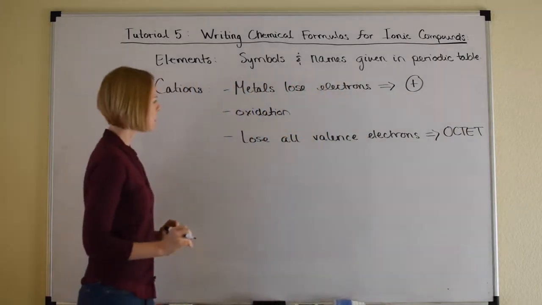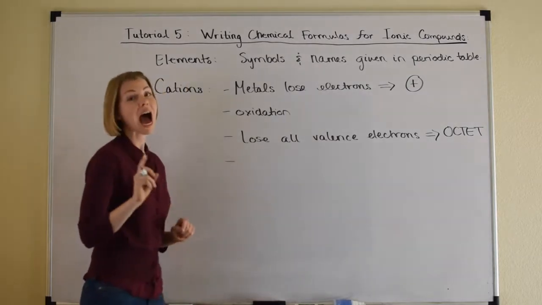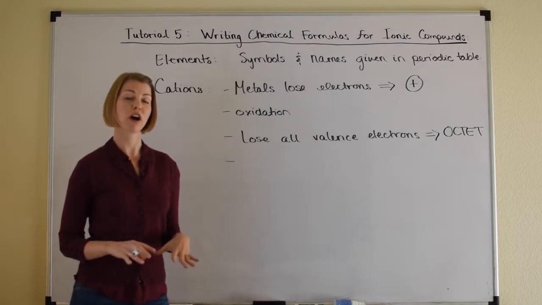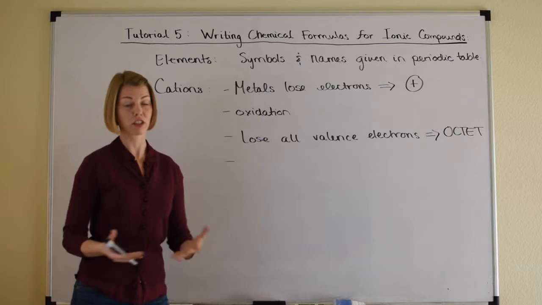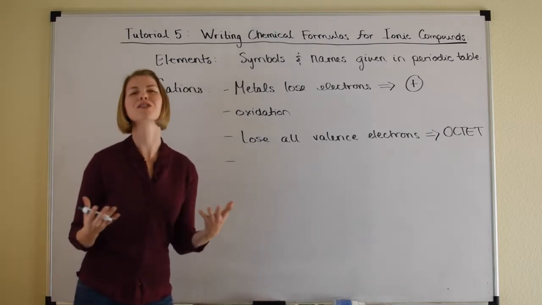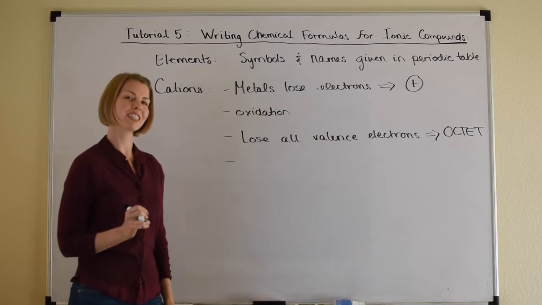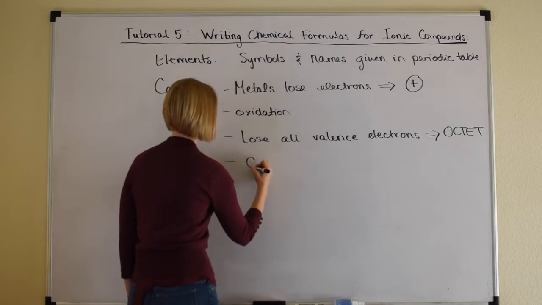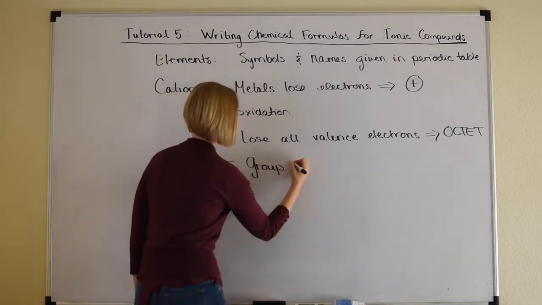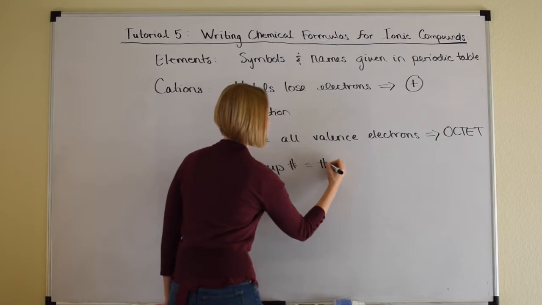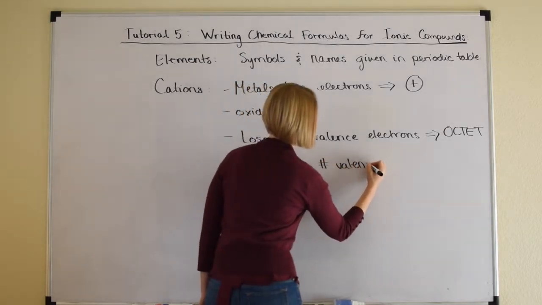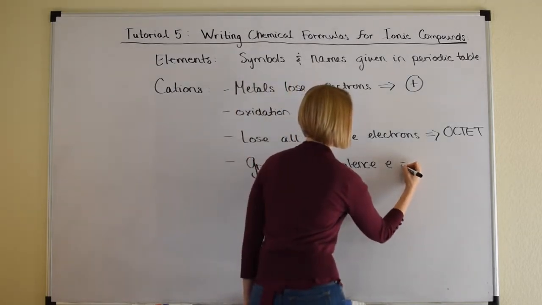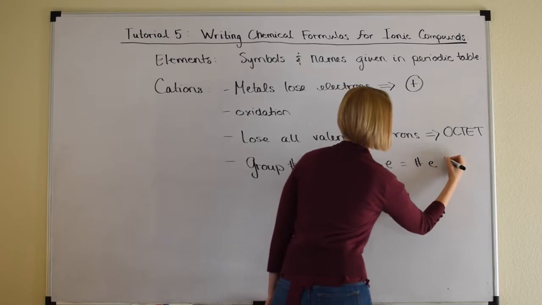All right, it's really easy to figure out how many electrons a metal is going to lose, because you just have to figure out how many valence electrons the metal has. In most situations, it's going to lose all of its valence electrons. And the good news is that the number of valence electrons is always equal to the group number. So just look at the group number. The group number is equal to the number of valence electrons for the atom. I'll just write E for electrons. And therefore, that's going to be equal to the number of electrons lost.